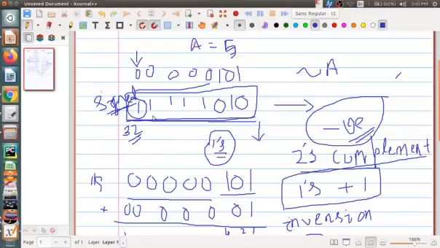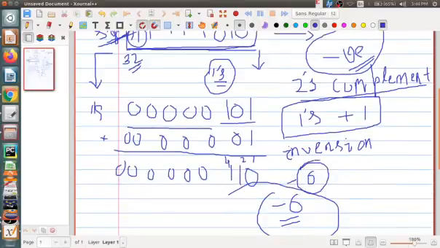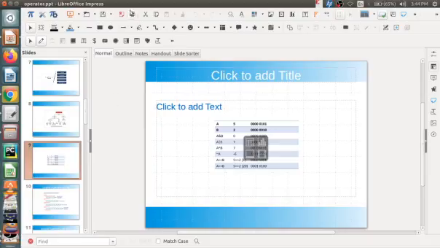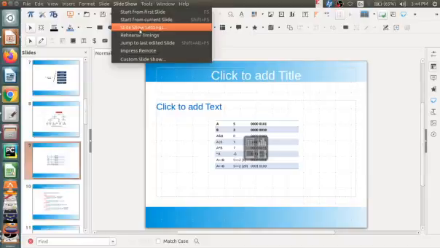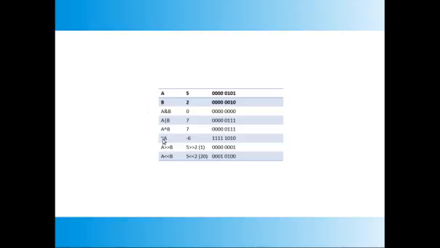After inverting all the bits, check the sign bit. If it is 0, then you can directly tell that the complement of this value is this one. If it is negative, you have to find the 2's complement of this form. Then you will find the value, then you append the sign. Now you come to know why this is minus 6, as you have seen in the slide. So the complement is minus 6.